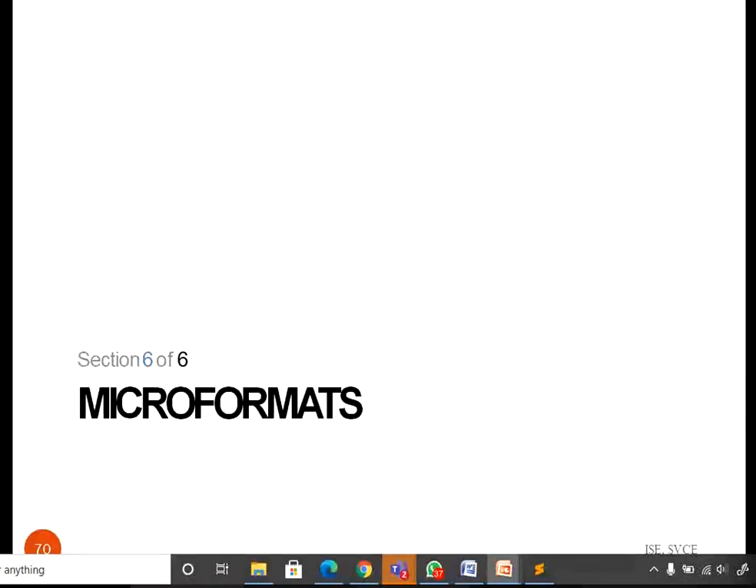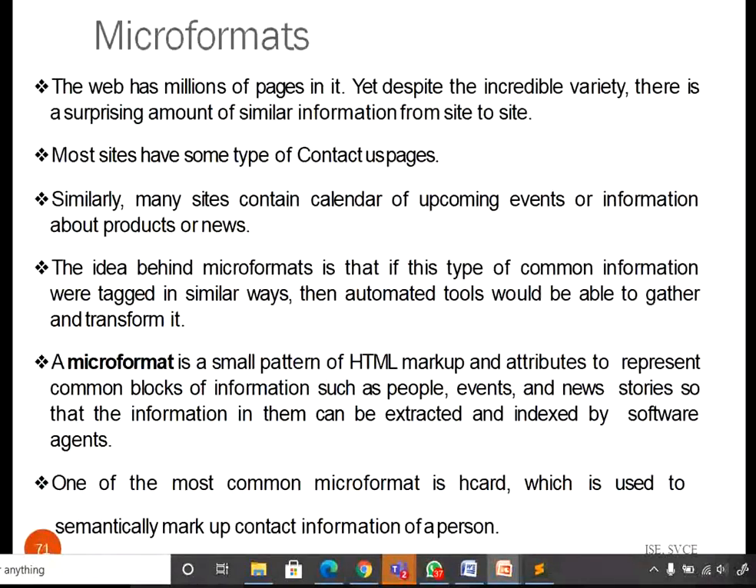So the web has millions of pages in it. Yet despite the incredible variety, there is a surprising amount of similar information from site to site. You can just observe all different websites. There is some common information displayed in all the web pages. Common information: about us, contact us, search options. These are all common information which every website will have. So in such cases, how can we make use of these common formats?